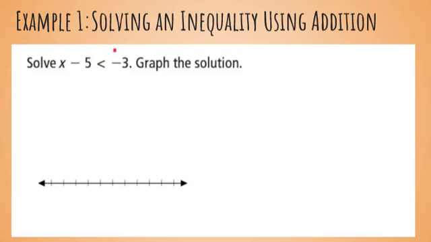Okay, so for example 1, we're solving an inequality using addition. It says solve x minus 5 is less than negative 3, and then we're going to graph the solution. We're solving for our x, so we want to do the opposite operation to get rid of this negative 5. The opposite operation of negative would be positive, so we're going to add our 5 to both sides of our inequality.